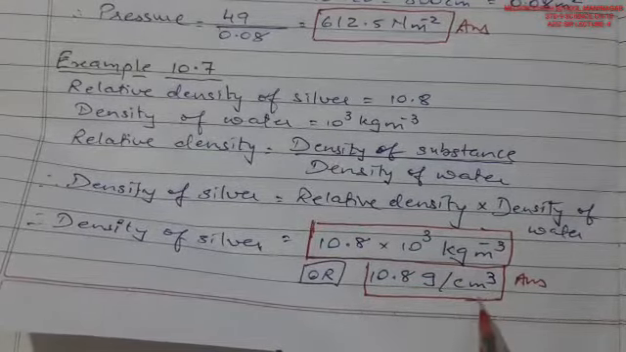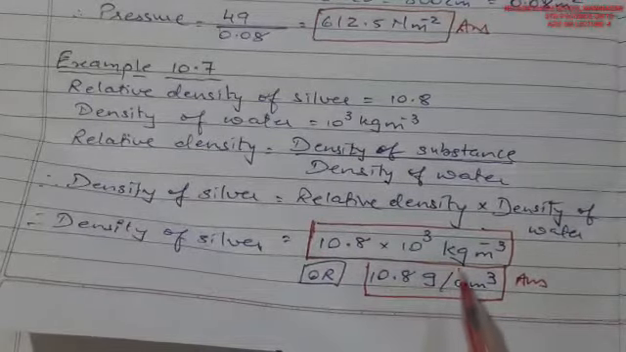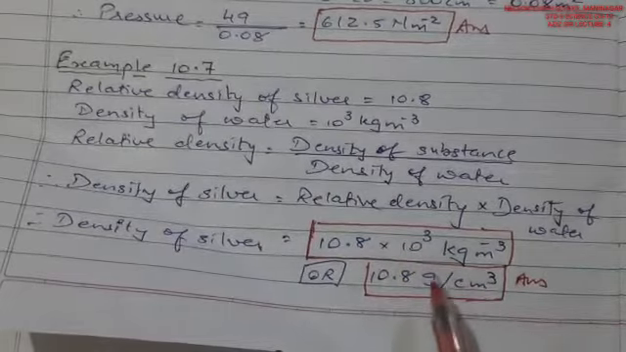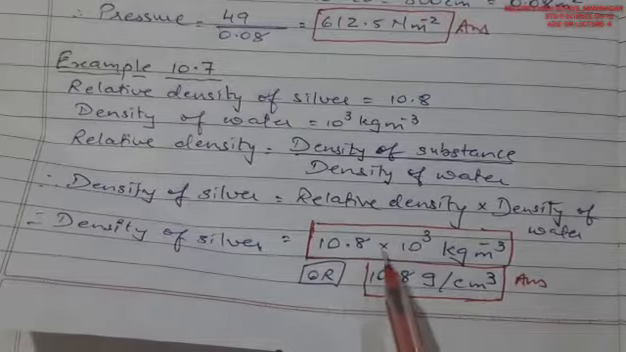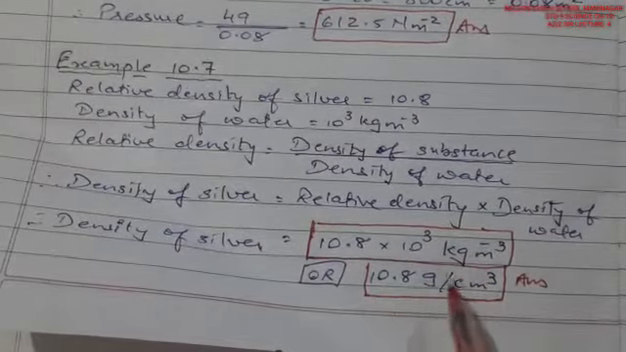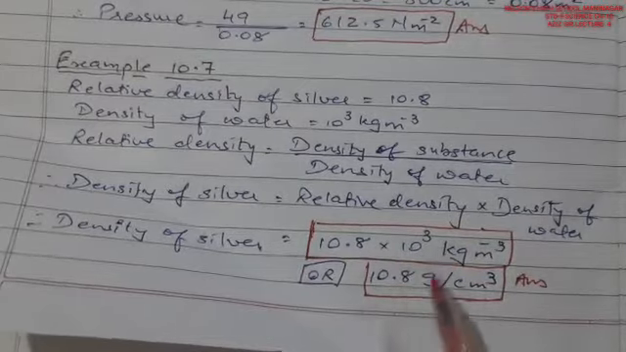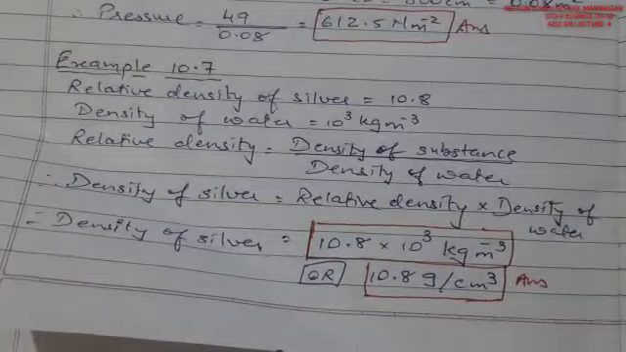But in case of grams per centimeter cube, the 10 raised to 3 is going to get removed, because it will be multiplied by 1000 and divided by 10 lakh. So 10 raised to 3 upon 10 raised to 6, and it is going to get cancelled. The answer will be 10.8 grams per centimeter cube.